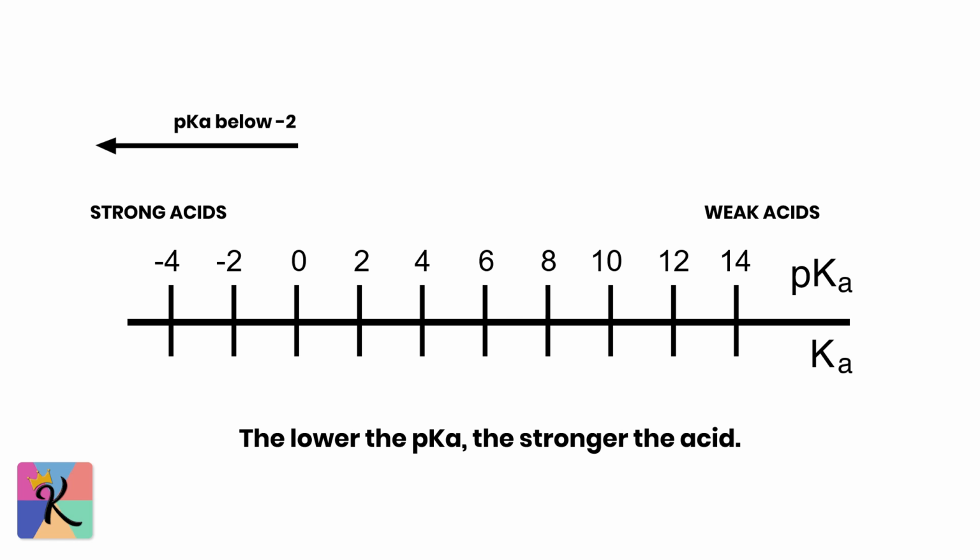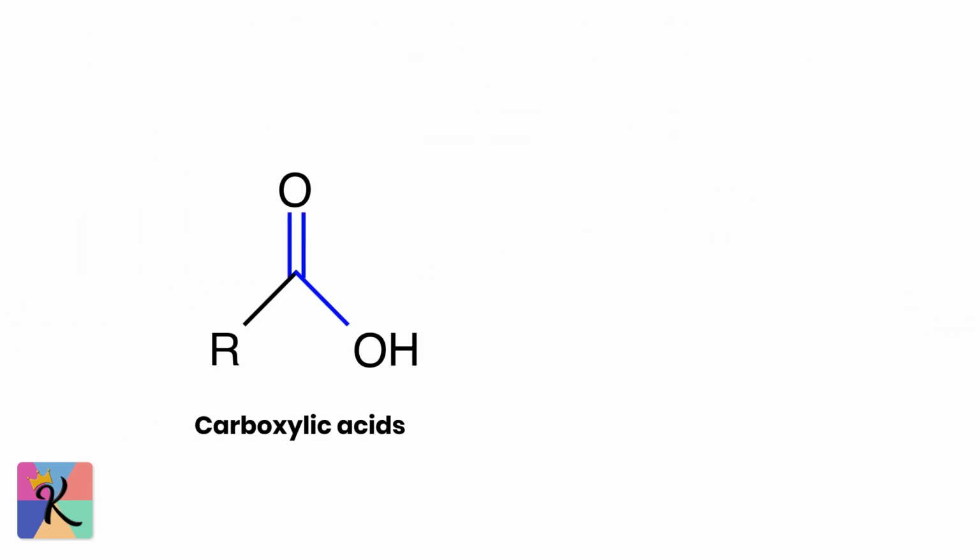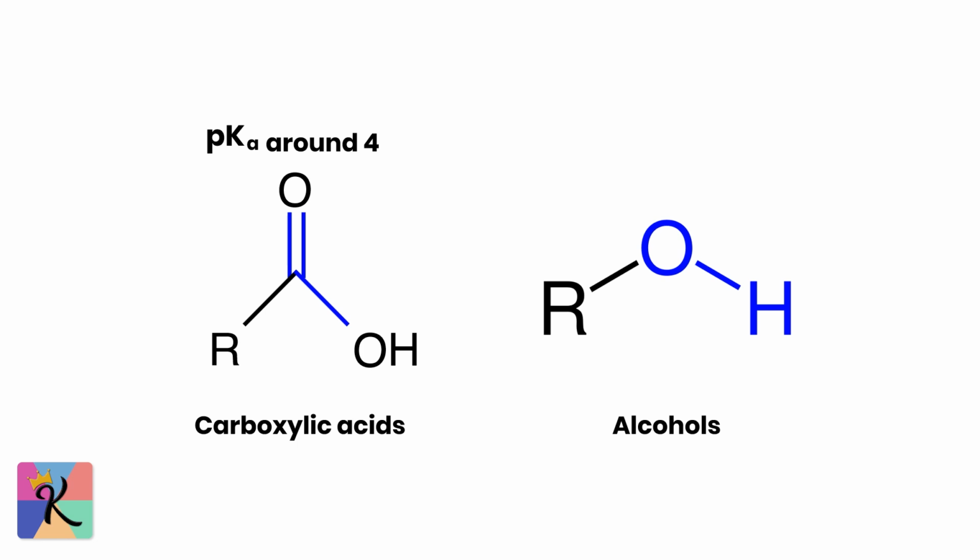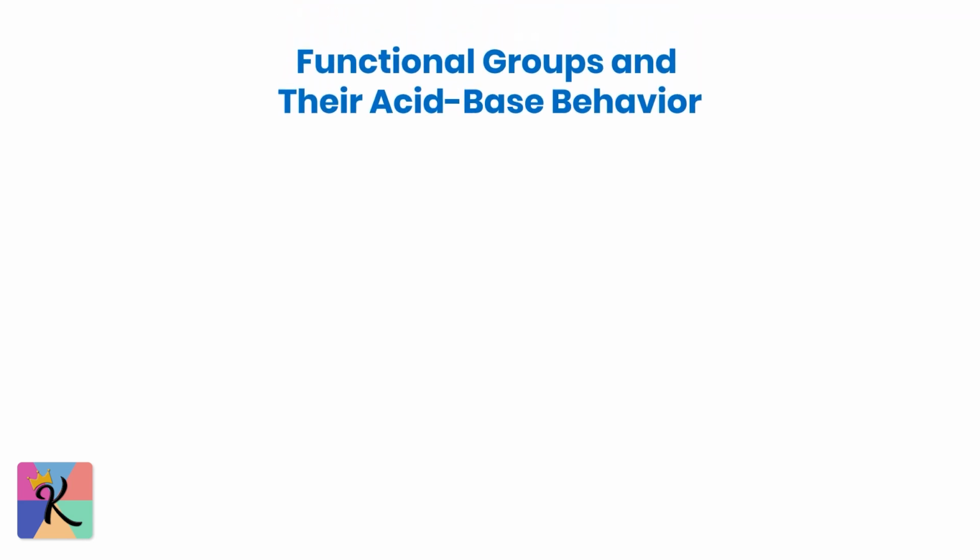Acids with a pKa below -2 are considered strong acids because they almost completely dissociate in water. On the other hand, weak acids have pKa values between -2 and 20. For example, carboxylic acids, which have a pKa around 4, are stronger acids compared to alcohols, which have a pKa around 16. Understanding these values helps predict the behavior of different molecules in a reaction.